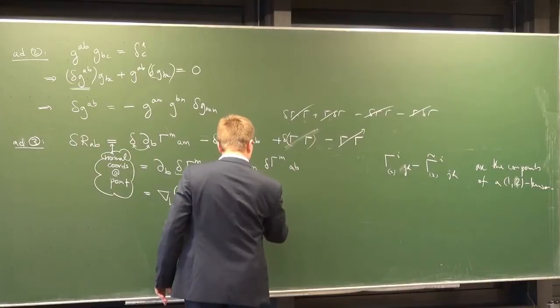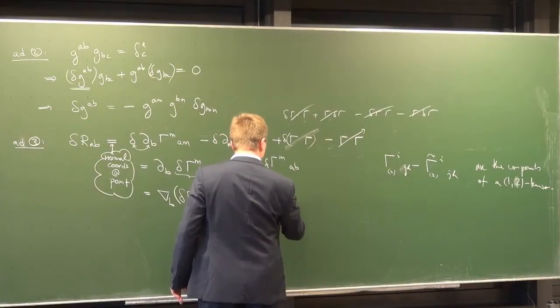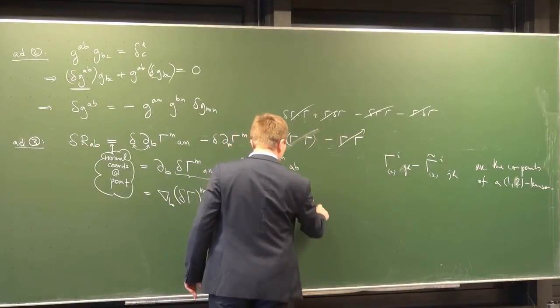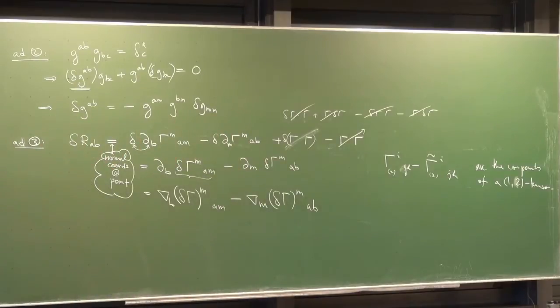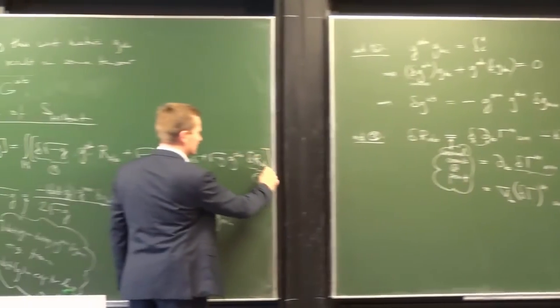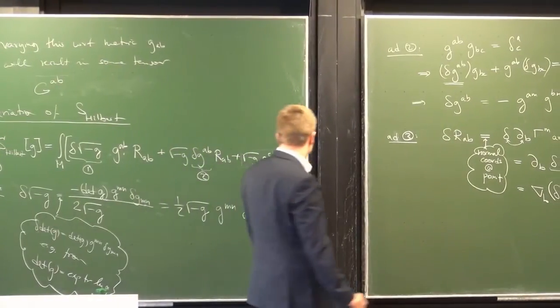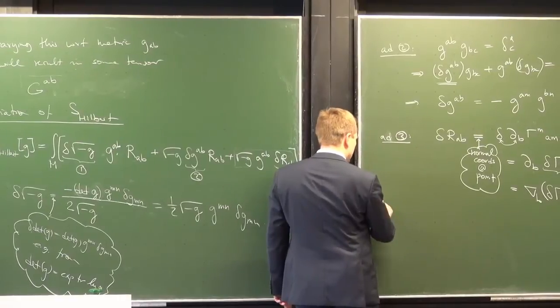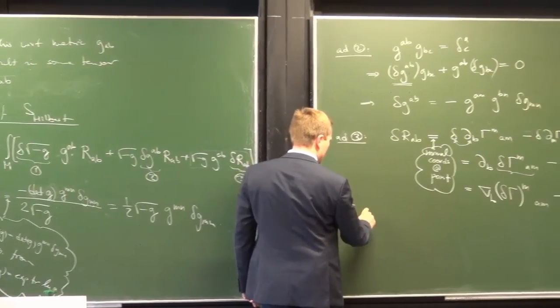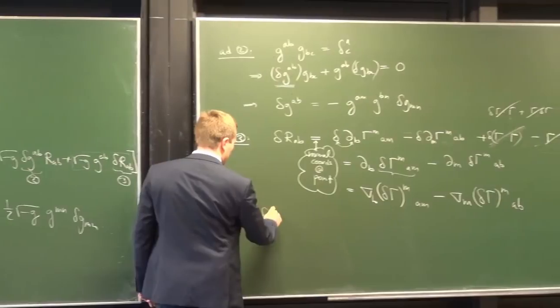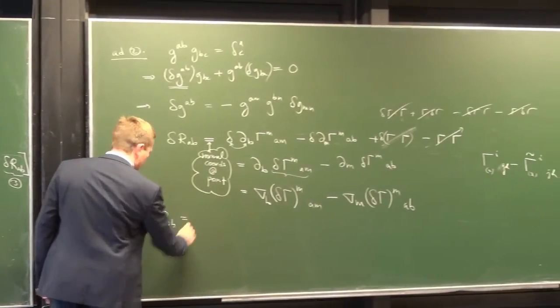Minus nabla m delta gamma components m, a, b. Aha. So now we did this, and at that point we can't make any further progress until we realize, but it is not this term that is interesting. Interesting is this entire term. So let's try to figure that one out. So hence it follows the square root of minus g, gab delta rab equals.